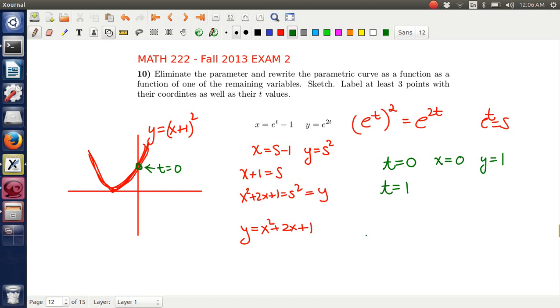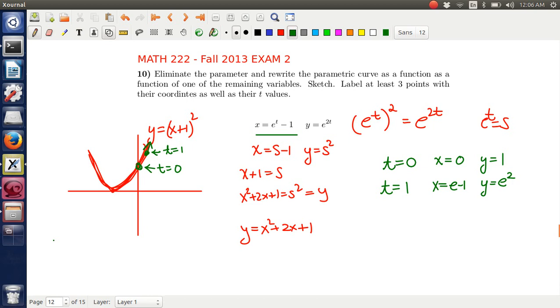I'm going to just go ahead and pick t as 1. What's x? x is going to be e minus 1, and y is going to be e squared. So e is about 2.7, so we're talking like x is about 1.7, and y is about 8. So it's something like here. So that would be maybe t is equal to 1. Huh, that's interesting. So we know the curve is going like that.